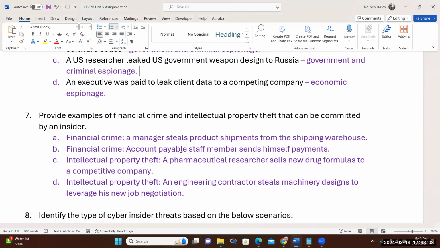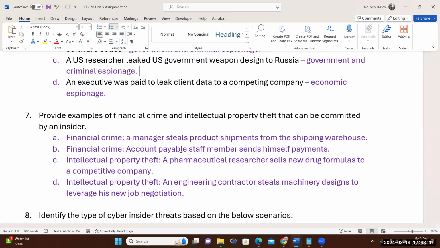So a financial crime is when someone steals shipments from the warehouse, or financial crime could also be that accounts payable staff send him or herself payments. And then intellectual property theft: a researcher sells a new drug formula to a competing company, so they have to steal the design or the research and then sell it to the competitor. And you see this in technical areas like smartphones, you see it everywhere.